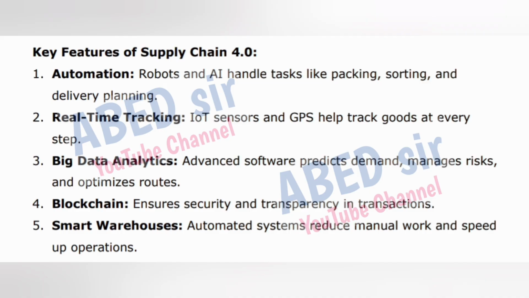1. Automation. Robots and AI handle tasks like packing, sorting, and delivery planning. 2. Real-time tracking. IoT sensors and GPS help track goods at every step. 3. Big data analytics. Advanced software predicts demand, manages risks, and optimizes routes. 4. Blockchain ensures security and transparency in transactions. 5. Smart warehouse. Automated systems reduce manual work and speed up operations.